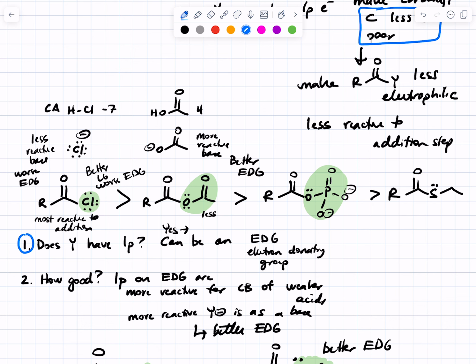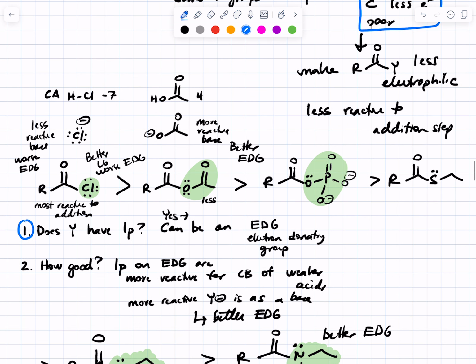If it does, it can be an electron donating group. And then number two is, if it has a lone pair, how good of an electron donating group is it? We've seen that lone pairs on electron donating groups are more reactive if the Y group is a conjugate base of a weak acid. In other words, if Y minus is a really strong or really reactive base or nucleophile, then it's going to be a better donating group.